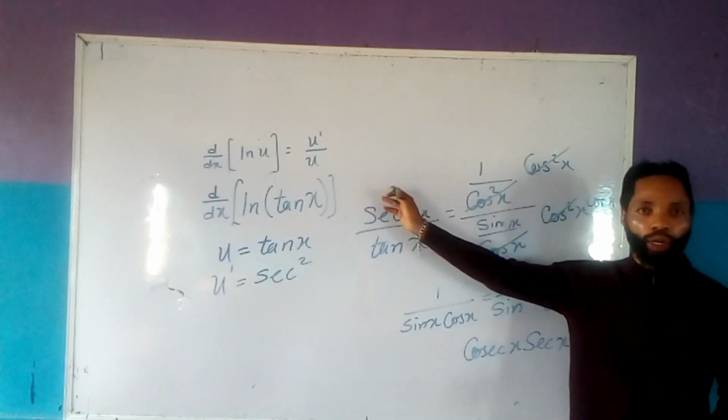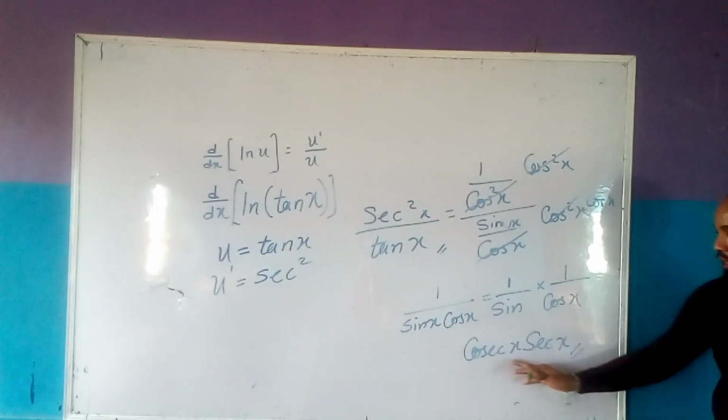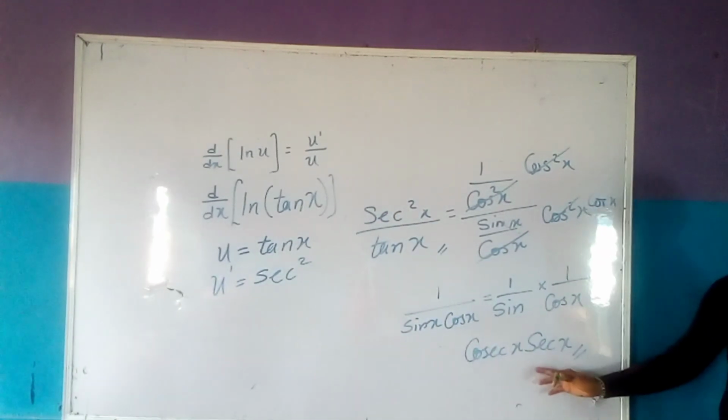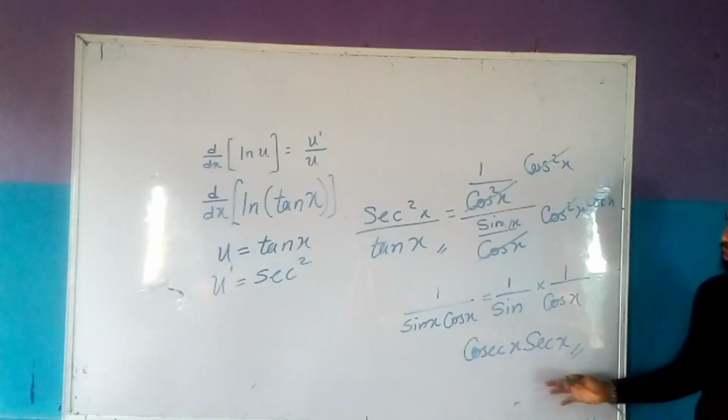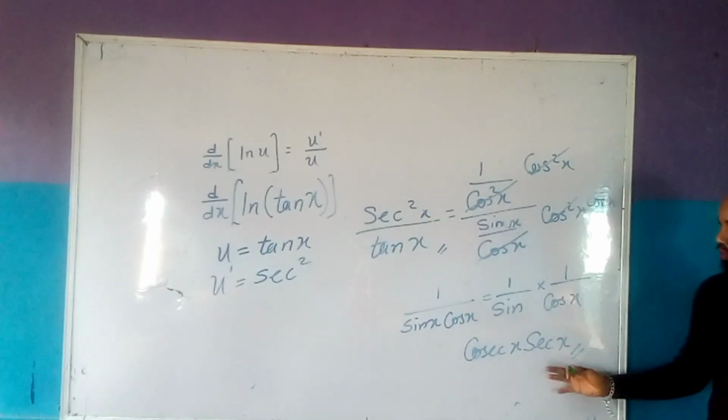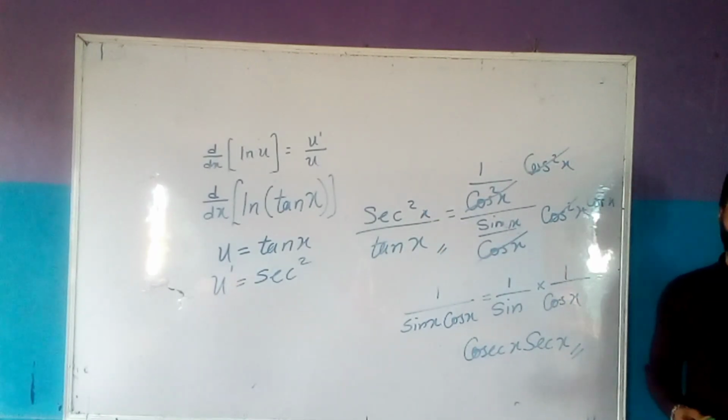So if you break this down, it gives you cosec x times sec x. So this is our answer. This is also our answer. But if you like to take it down to this one, it's still good. Depends on what your lecturer prefers.